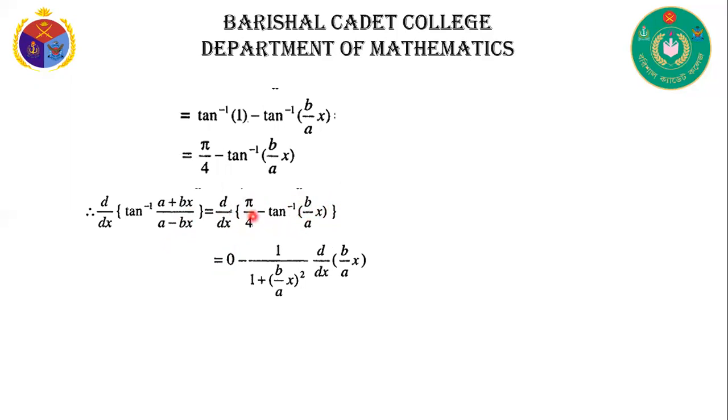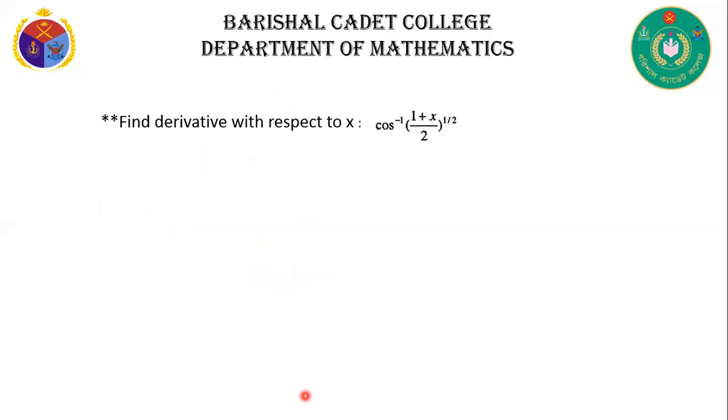Here the derivative of tan inverse x is 1 by 1 plus x square, where x means this total term. That's why we can write 1 by 1 plus (b by a x) whole square into d by dx of b by a into x. Here b by a is a constant term, and dx by dx is 1. That's why we can write a square by a square plus b square x square into b by a. Now after calculating, we can write ab by a square plus b square x square. This is our required answer.